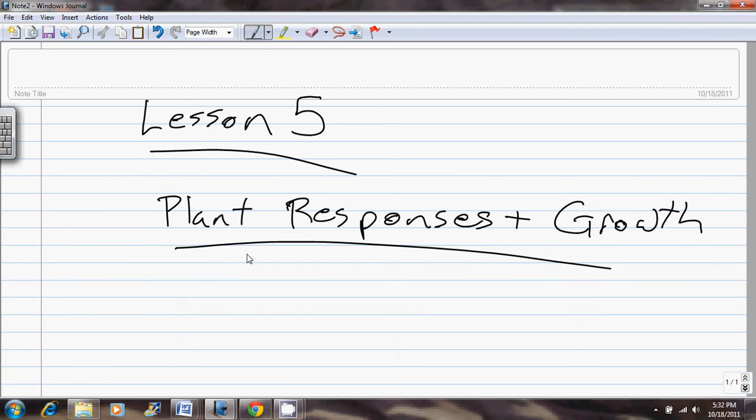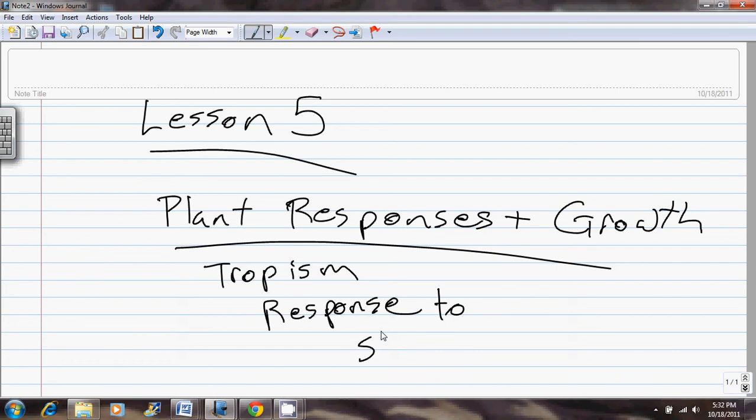So the first thing is tropism. If you're following on your book, you're looking at page 119, and the definition it gives is a plant's response toward or away from stimulus is called tropism. And so it's a response to stimulus, and it can either be towards or away from that.